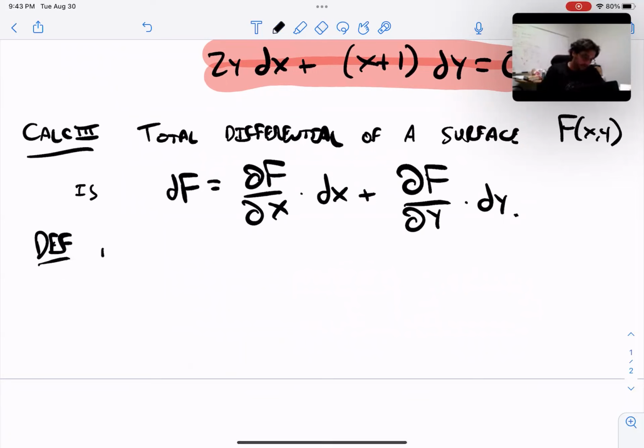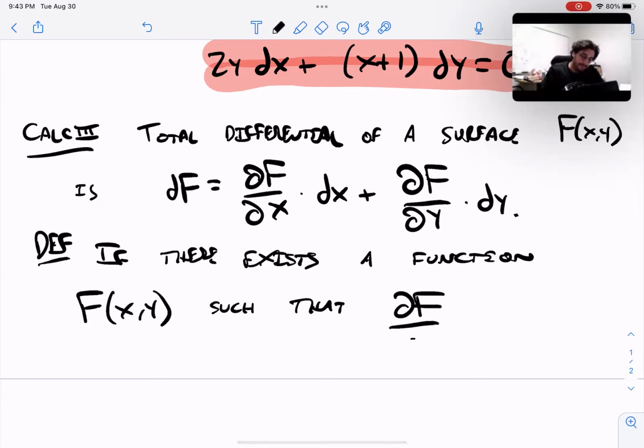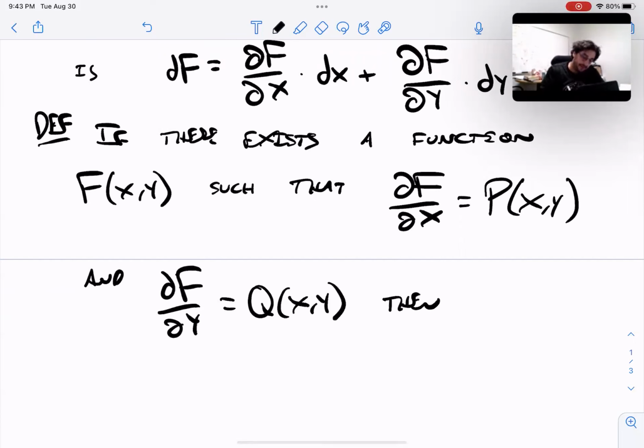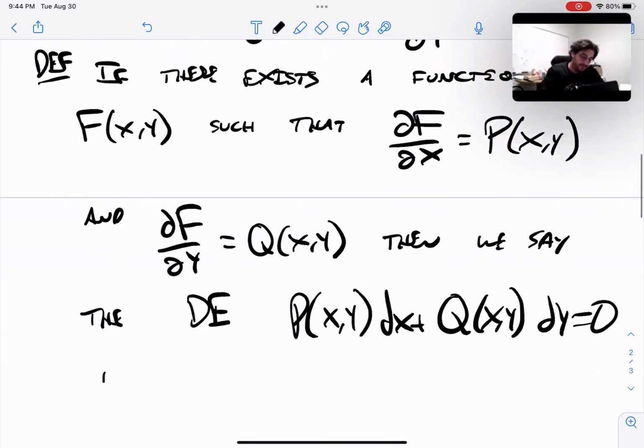So if there exists a function of two variables, which in Calc 3 we tend to call a surface, but here you could just say it's a function of two variables, big F of x, y, such that the partial derivative of F with respect to x equals P of x, y, and the partial derivative of F with respect to y equals Q of x, y, then we say the differential equation P(x, y) dx plus Q(x, y) dy equals 0 is exact.